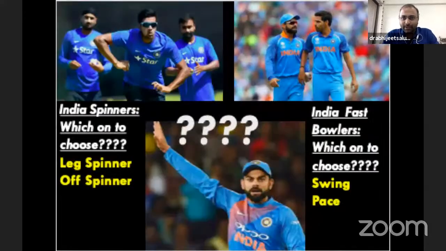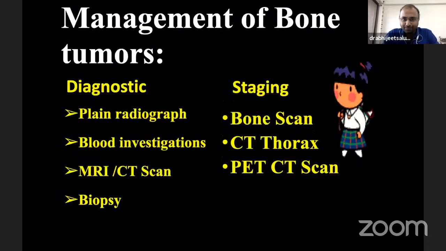In India, we always have a fascination for Bollywood and cricket. It's like Virat Kohli suggesting what the next treatment plan should be: either a spinner, leg spinner, off spinner, or a fast bowler, or a swing bowler. So the next investigation will be an X-ray followed by MRI.